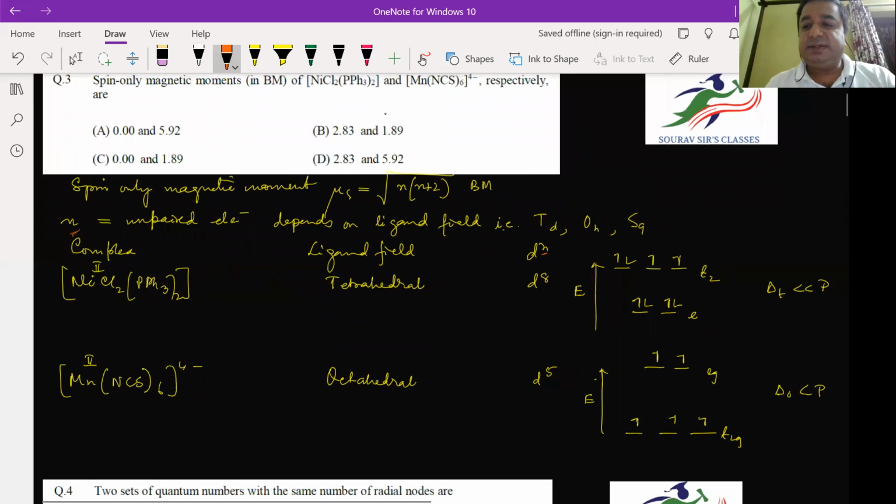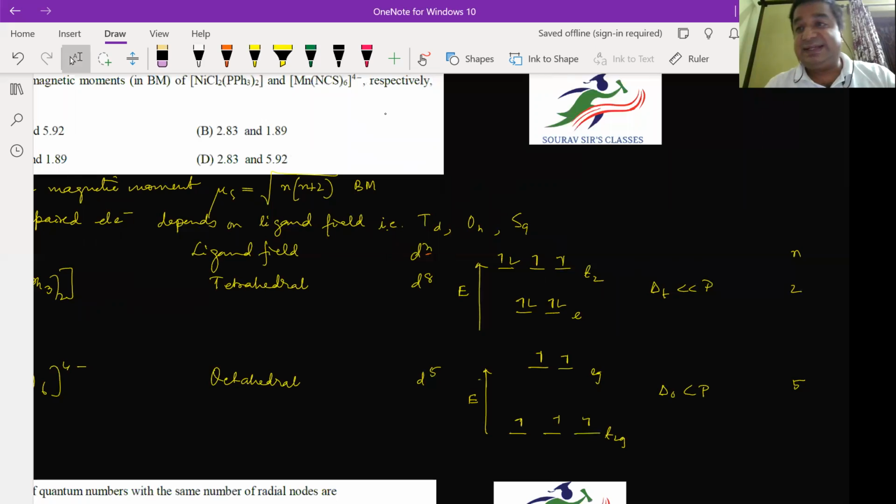Since NCS is a weak field ligand, because always remember it is first halide, then you have the oxides, oxygen donors, then you have the nitrogen donors, and then you have the carbon donors. So from halide to carbon donors, your ligand field strength will be increasing from a weak field to a strong field. That means it will go from a high spin complex to a low spin complex.